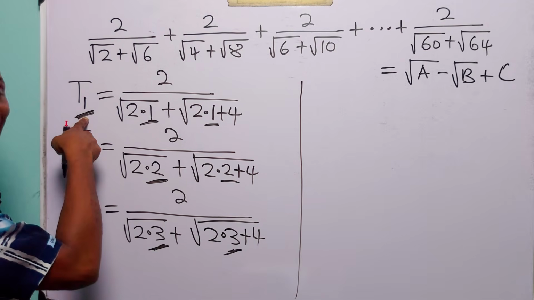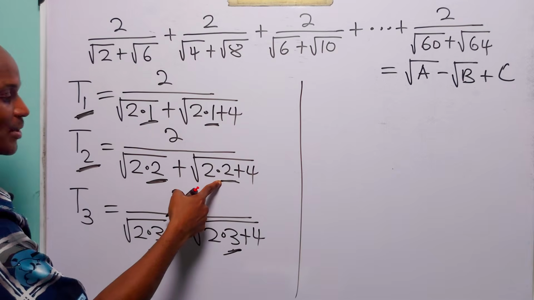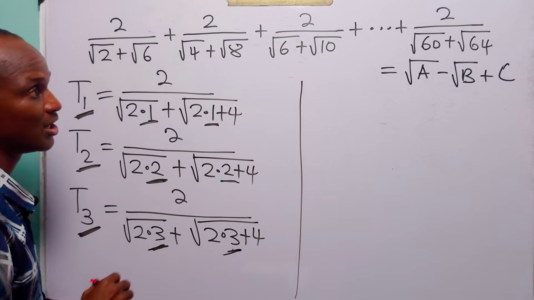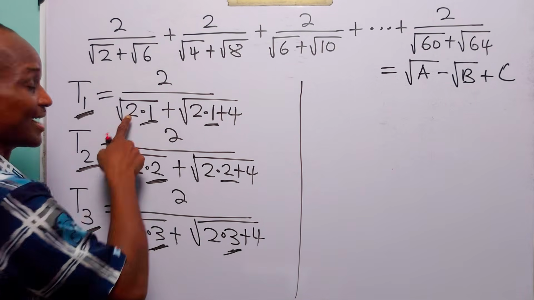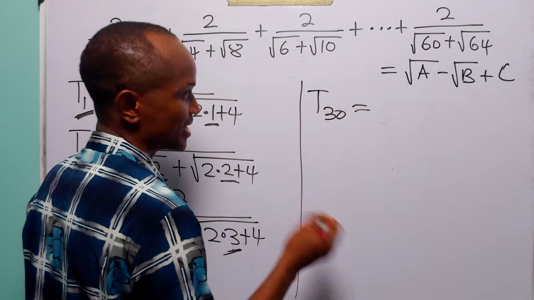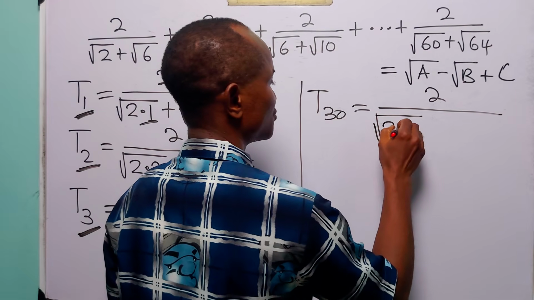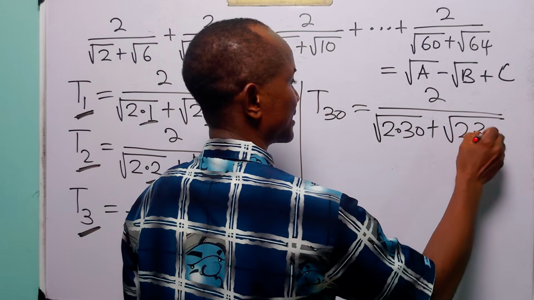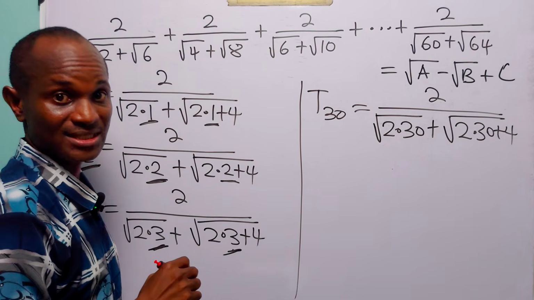This is term 1. Here we have 1. T2. Here we have 2. T3. Here we have 3. So this is going to be 60 divided by 2 is 30. So this is the 30th term. And we can write it as 2 over the square root of 2 times 30 plus the square root of 2 times 30 plus 4. 60 plus 4 is equal to 64.